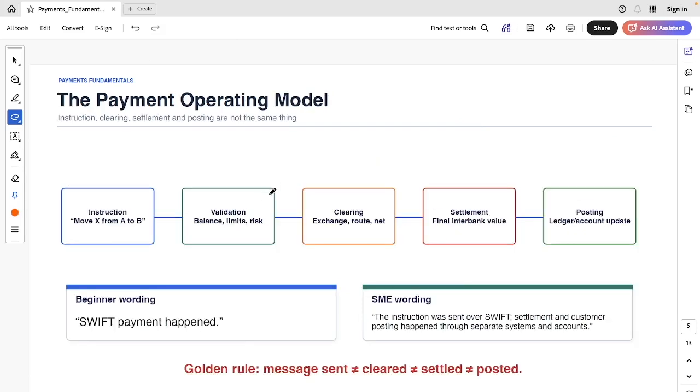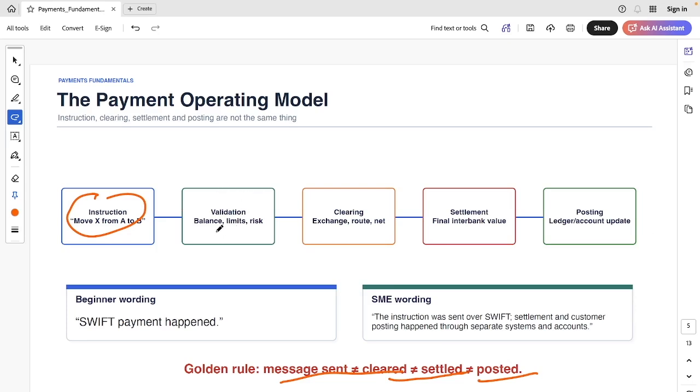Okay, now this is one of the most important topics in the entire payment fundamentals session. So please remember this golden rule: message sent does not mean cleared, cleared does not mean settled, and settled does not mean posted to the customer immediately. Now let's break this down. So what does instruction mean? Instruction means somebody says move X amount from account A to account B.